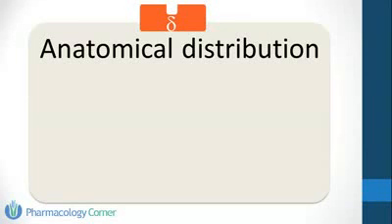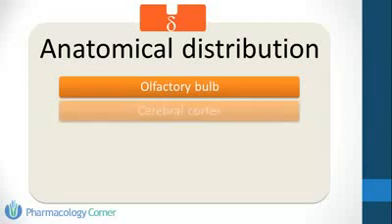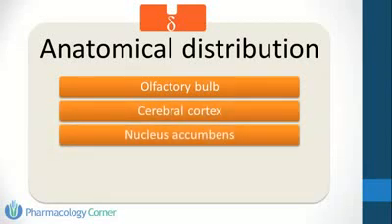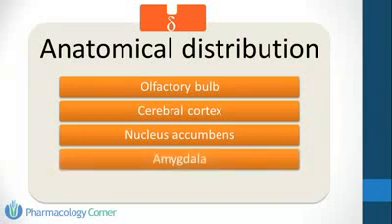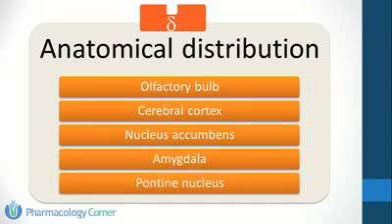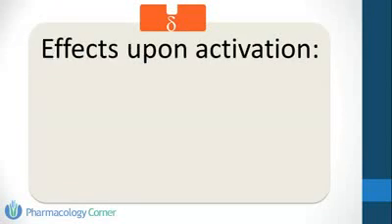Delta receptors are expressed in a number of CNS locations. These include the olfactory bulb, cerebral cortex, nucleus accumbens. This region is thought to play a role in reward circuits and the processing of pleasure. Amygdala, involved in the physiology of memory and emotional reactions. And finally, the pontine nucleus. Now, let's see the physiological effects after activation of delta receptors.